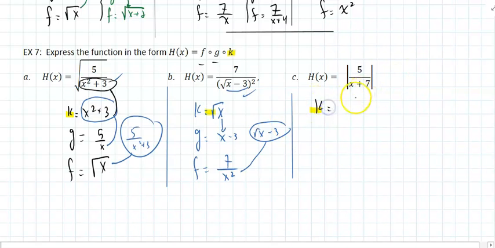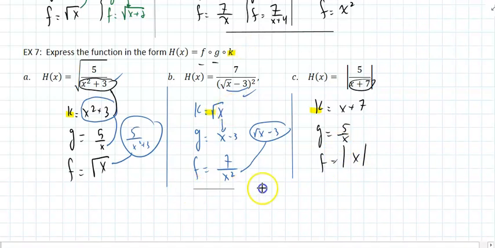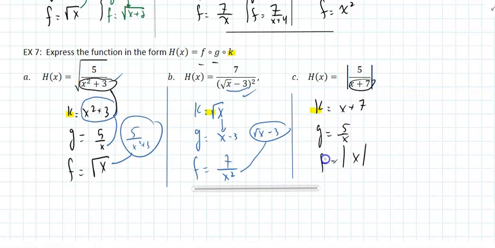Here, it's a bit limited. Let k equal, let's say, x plus 7. g would be, if you take this out and put an x, 5 over x. And f would be just the absolute value of x. That will take care of business. Again, there are multiple options in these cases. Just do not let any one of them be just x. And that will work. And that's pretty much it for this section.